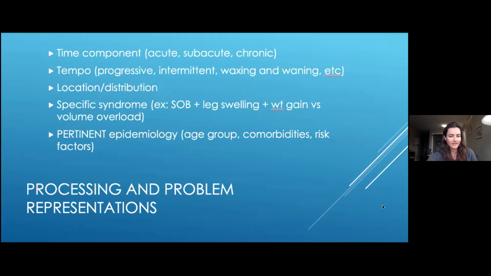Okay, so this is something that at Morning Report we regularly say: okay, who can come up with a problem representation? And I used to get sort of annoyed that we would get caught up in the details, like, what is the difference between acute and subacute and hyperacute? And then do we use the age, or do we call them elderly versus middle-aged?